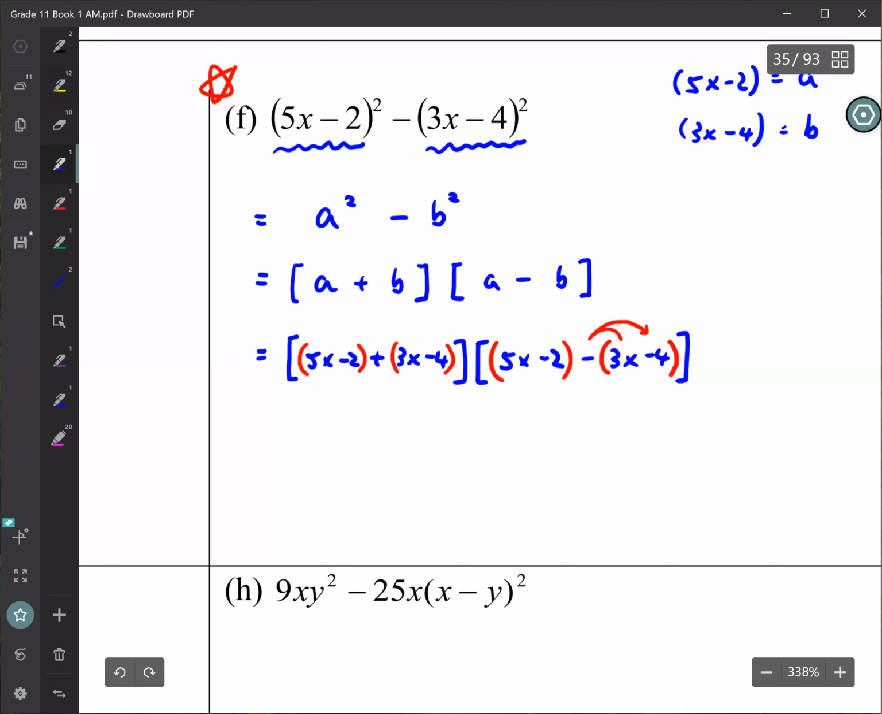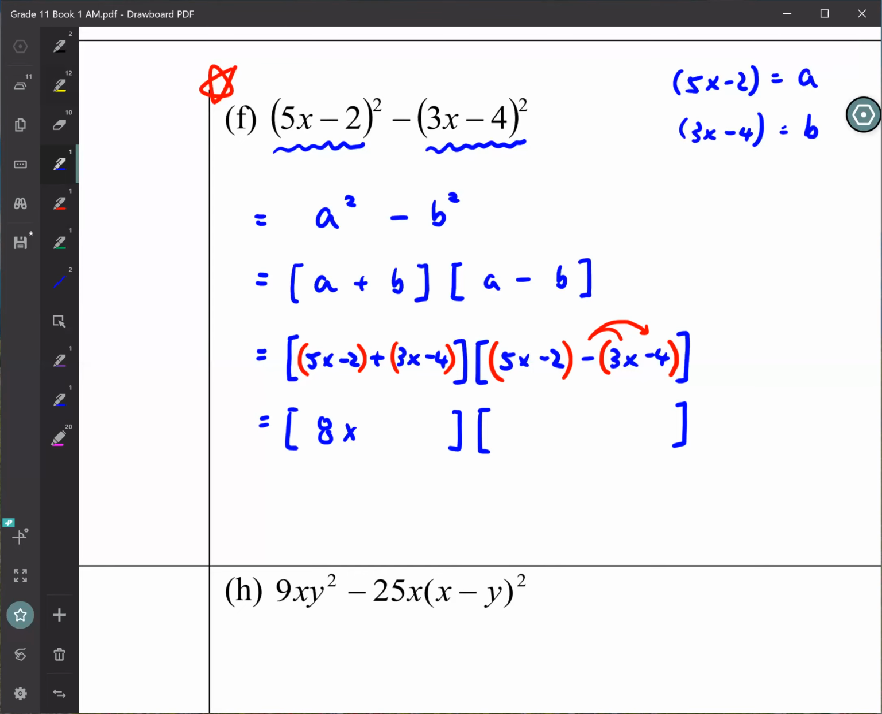So once you get here, all we need to do is just simplify each one. Combine the like terms, 5x plus 3x, that's 8x. Minus 2 minus 4, that's minus 6. So I'll let you guys simplify the second one. Raise your hand when you finish simplifying the second one.